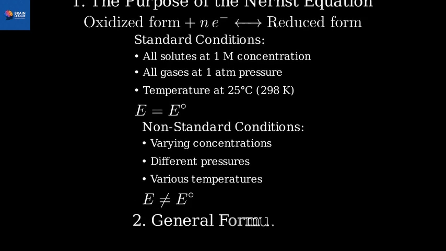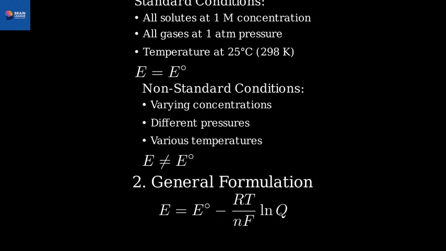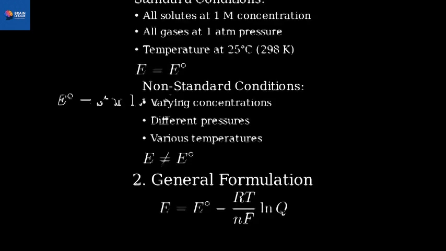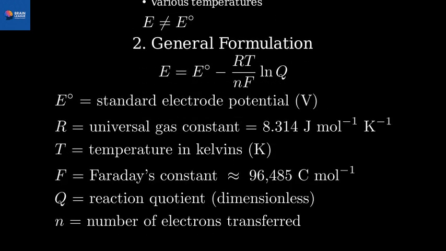For a half reaction involving n electrons at temperature T, the Nernst equation is given by E equals E0 minus RT divided by nF times the natural logarithm of Q. Here, E0 is the standard electrode potential in volts, R is the universal gas constant, T is the temperature in kelvins, F is Faraday's constant, and Q is the reaction quotient.